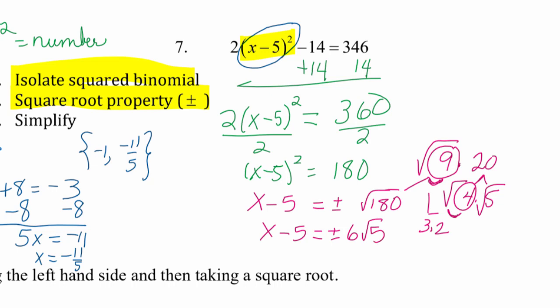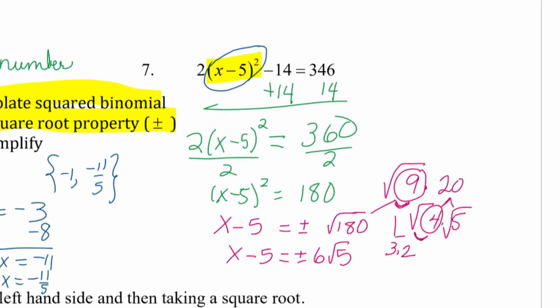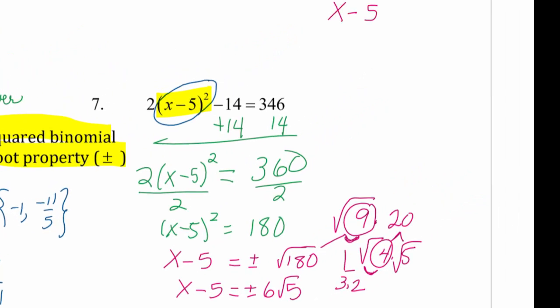And now we are going to solve for x. We have to split this up into 2 equations. So I'm going to have to come up here because I ran out of room. So here's the first equation, x minus 5 equals positive 6 square root of 5. So we go ahead and add the 5 to the other side.